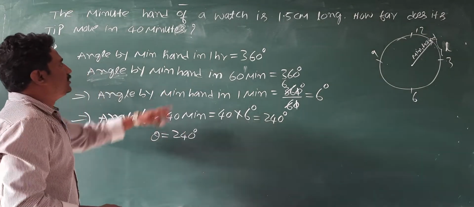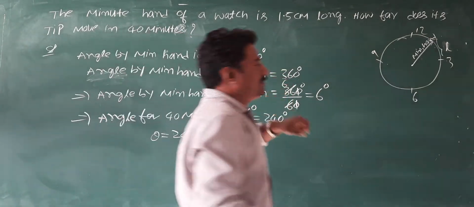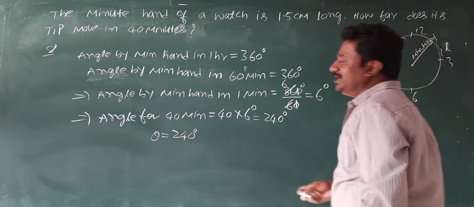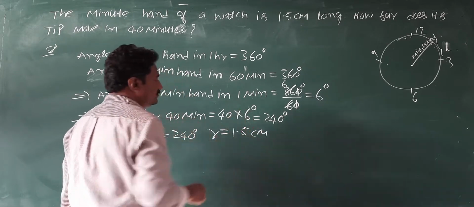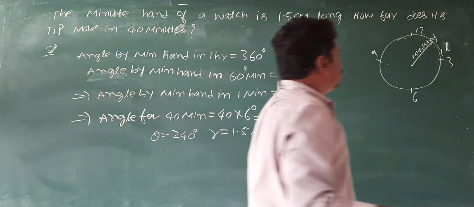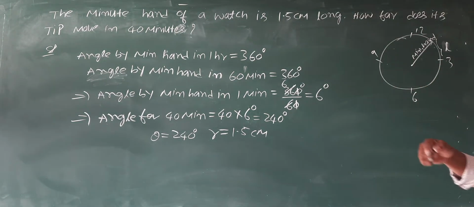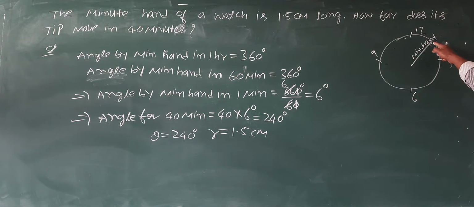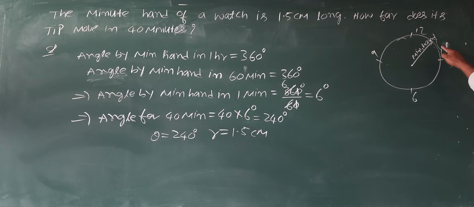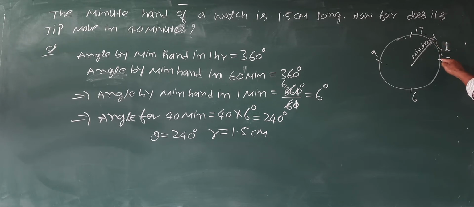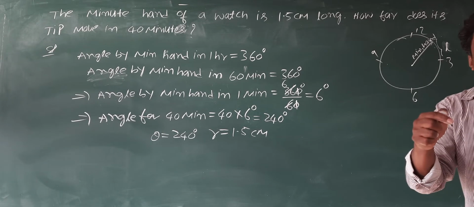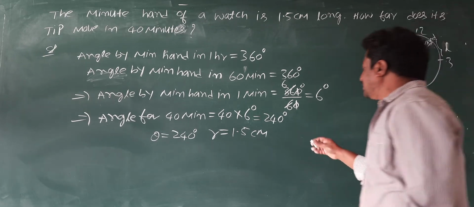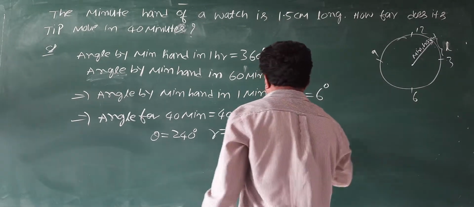Theta is 240 degrees. Further, the length of the minute hand is the radius, given. R is equal to 1.5 centimeter. Further, it is asked to find out the distance traveled by the tip of the minute hand. The tip travels along the circle, so arc length is asked. We represent arc length by L. L required, so L equals question mark.